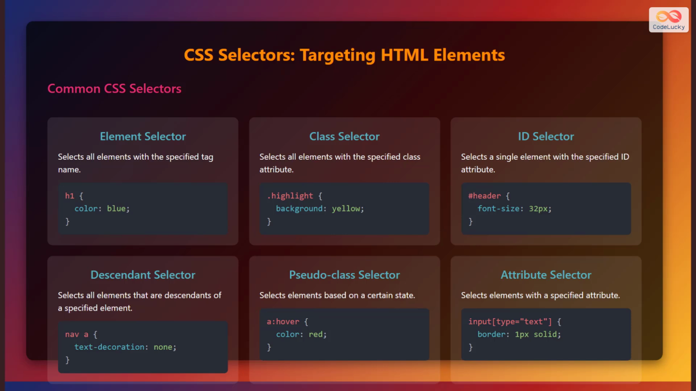Next we have the pseudo-class selector, which selects elements based on a certain state, such as when a mouse hovers over it. For example, the code block shows how to select all anchor tags when they are hovered and sets their color to red. Lastly, the attribute selector, which selects elements with a specified attribute. For example, the code block shows how to select all input tags with the attribute type equal to text and sets their border to 1 pixel solid.